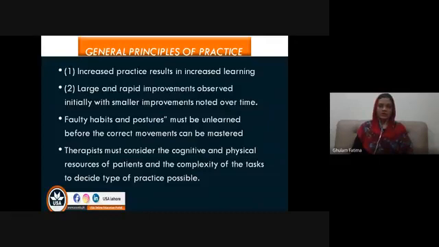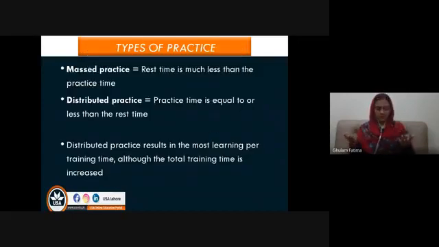Then always consider the patient's physical, psychological, cognitive, and overall health status before deciding the task and the type of practice for that patient. As we have discussed, there are many different types of practice. One type of practice is called massed practice. Massed practice is the one in which the rest time is less and practice time is more. This is called massed practice. Obviously, it is preferred in the later stages.